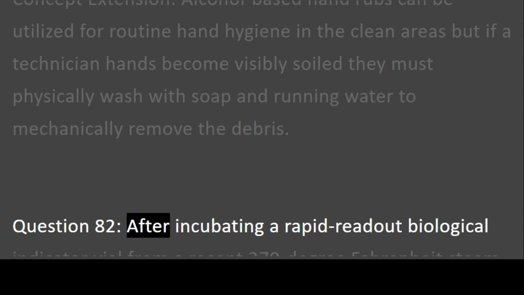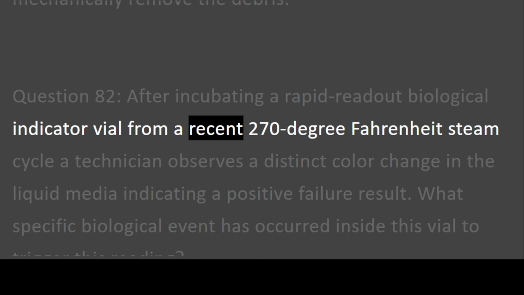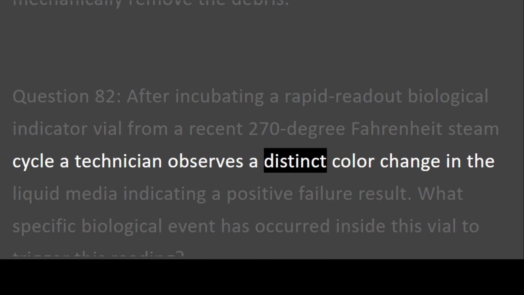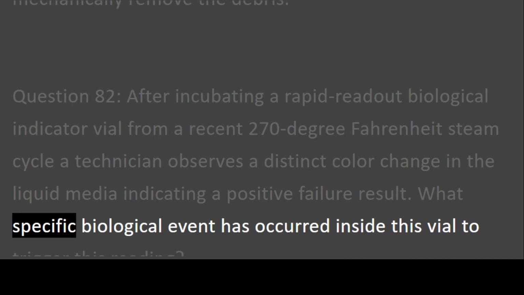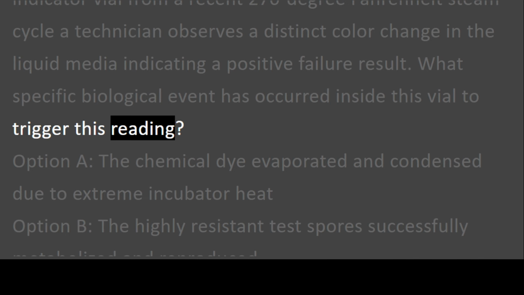Question 82. After incubating a rapid readout biological indicator vial from a recent 270° Fahrenheit steam cycle, a technician observes a distinct color change in the liquid media, indicating a positive failure result. What specific biological event has occurred inside this vial to trigger this reading?